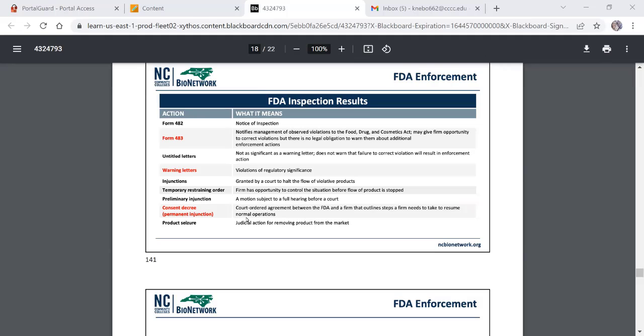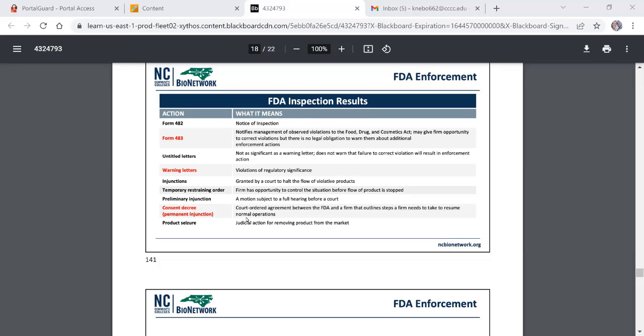If you do get a 483, they might give the firm the opportunity to correct violations, but there is no legal obligation to warn them about additional enforcement actions. Then you have untitled letters. This is not as significant as a warning letter. It does not warn that failure to correct violations will result in enforcement action. So not as significant, but still bad. Then you have your warning letter. That means you have violations of regulatory significance.